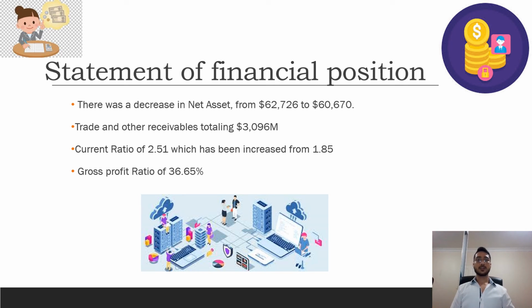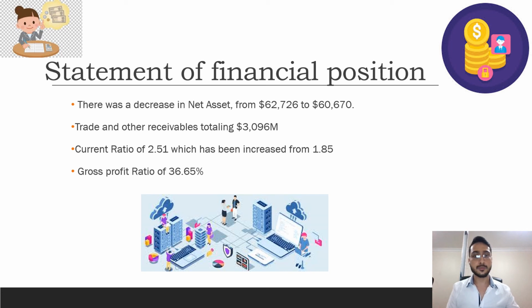So the net assets of the company have decreased from 62,726 to 60,670 million. The trade receivables have been 3,096 million. It has done pretty well in terms of the assets recovery and profit, operating profit margin, but the liabilities have also increased a bit. So the current ratio now in 2018 is 2.51, which was 1.85, or 1:1.85, in 2017.